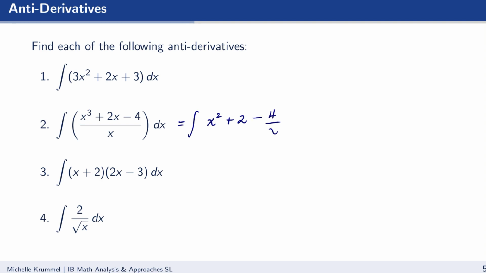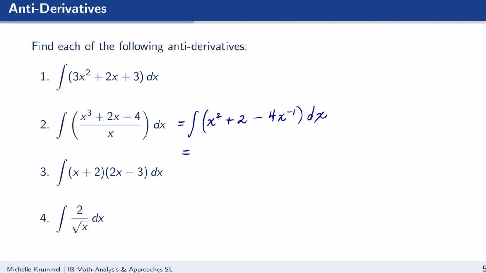Negative 4 over x, I want this in polynomial type form, so I'm going to move the x into the numerator using a negative exponent. So it's going to be 4x to the negative 1. So we haven't found the antiderivative yet, so it's important that you're still using proper notation here. Now that it's in polynomial type form, we are ready to find the antiderivative.